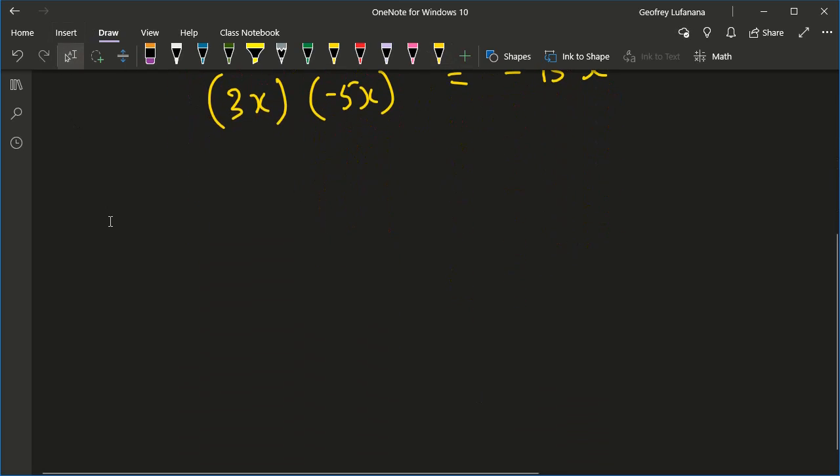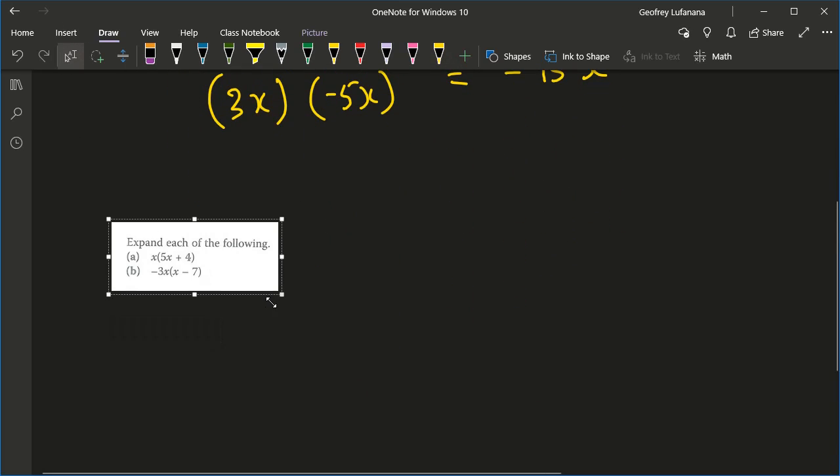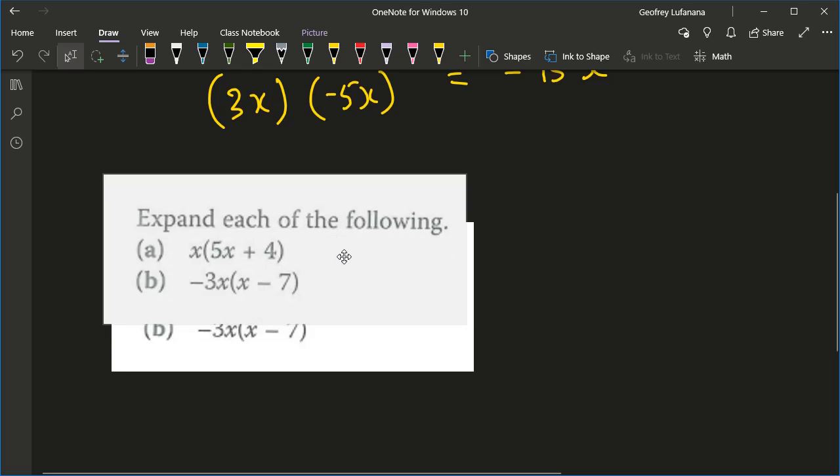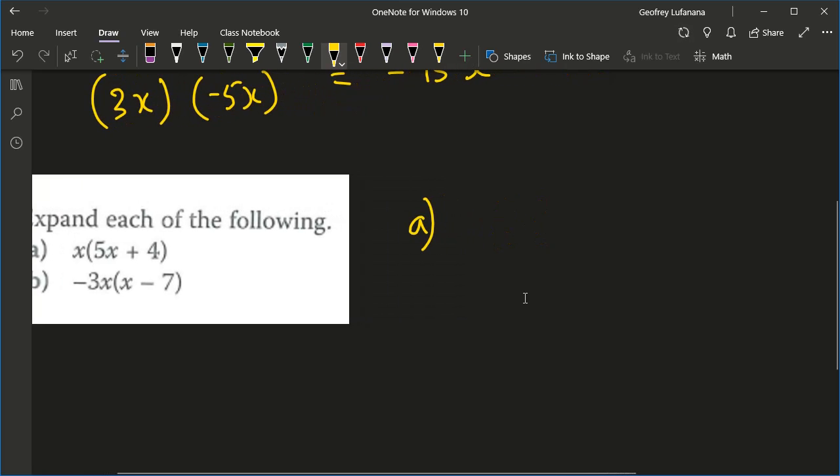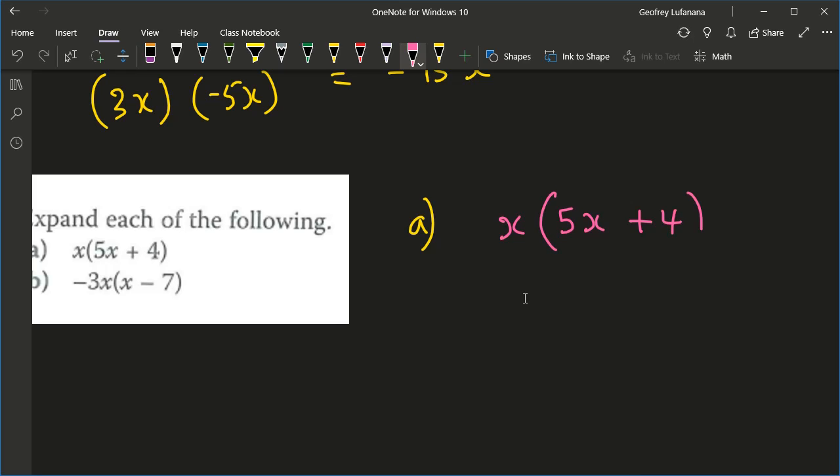For example, we have a question that requires us to expand these brackets. Part A. So when expanding a bracket, we need to remember that whatever is outside the bracket will multiply all the terms inside the brackets. Drawing arrows so that you don't leave out any term can be helpful. So I know that I'll have to multiply x and all the terms inside the bracket.